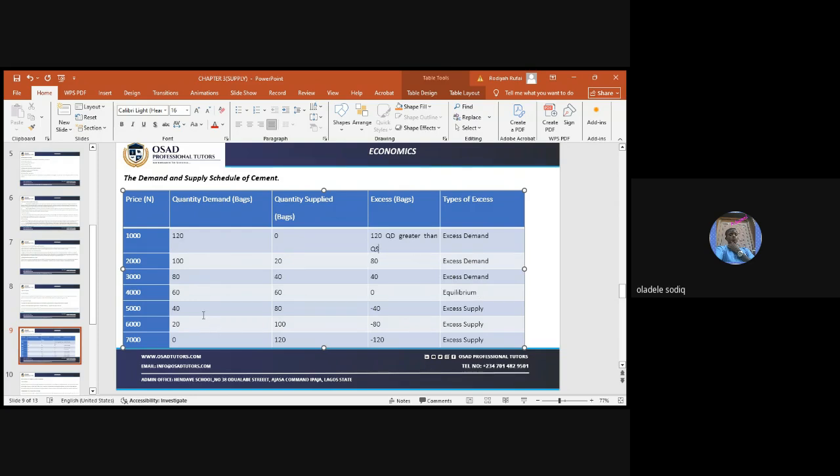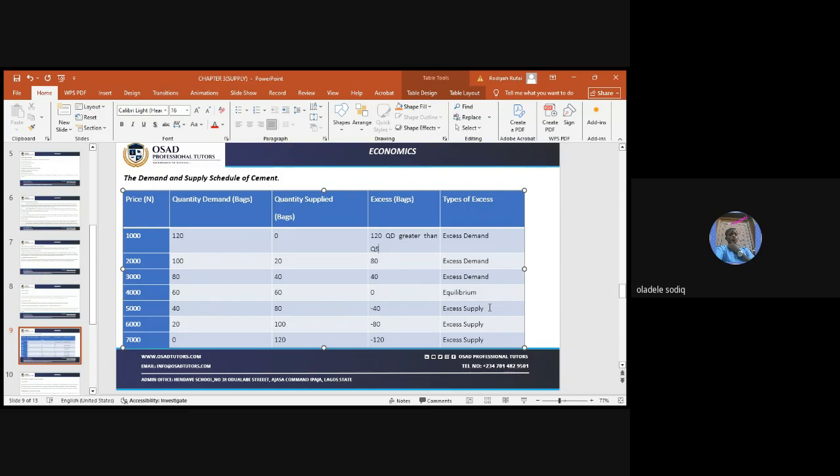Now let's come to supply. I demanded 40, but they supplied me what? 80. So I am having what? Excess supply. That is, what they supply for me is more than what I demand. So in that situation, we have excess supply. Excess supply is a situation whereby the quantity supplied of a commodity is higher than the quantity demanded of that same commodity.